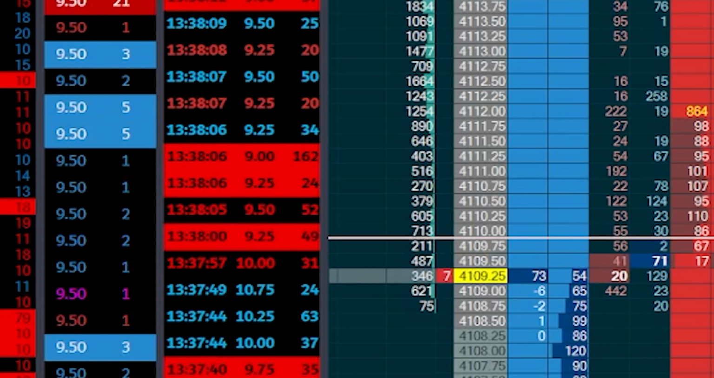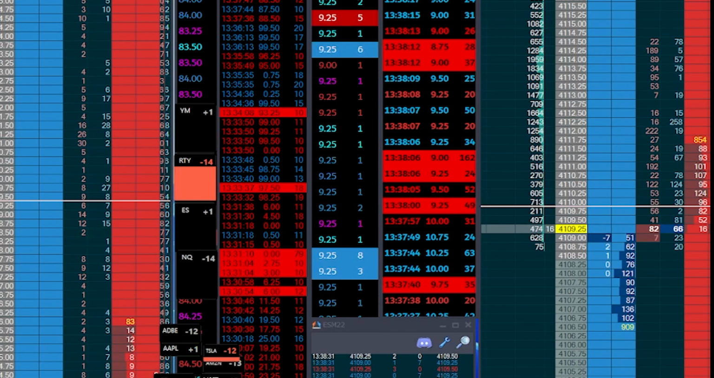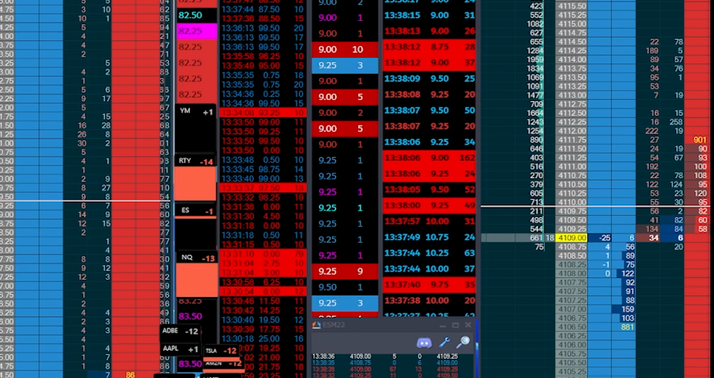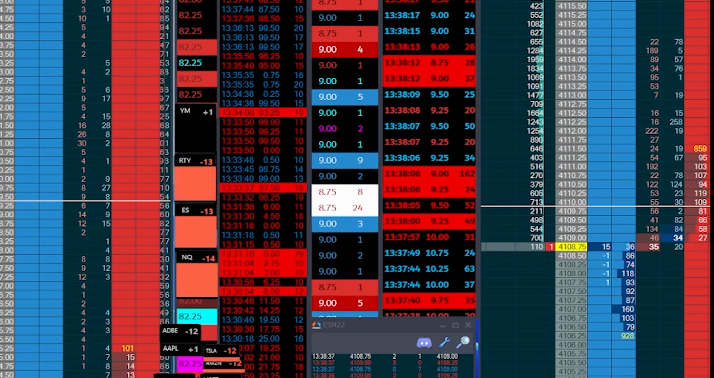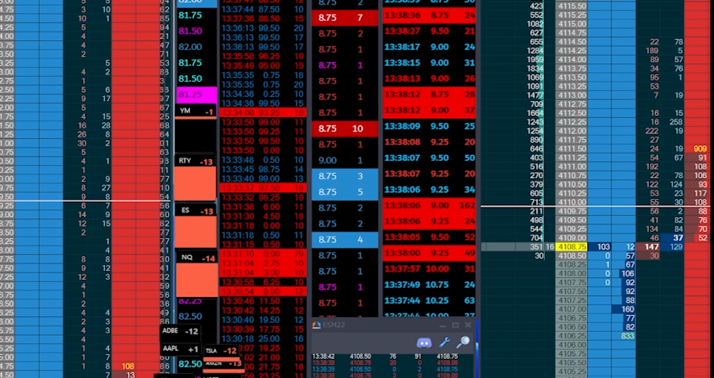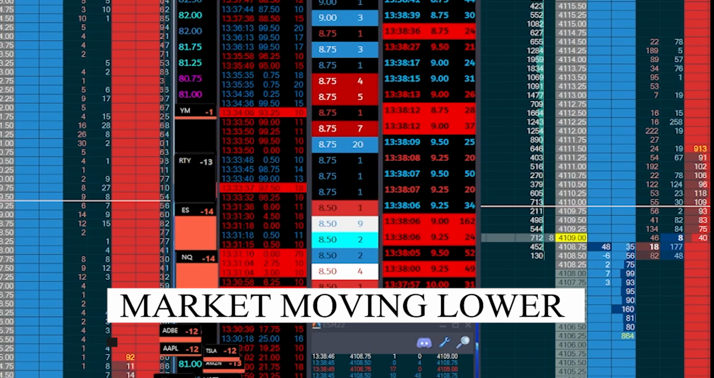So at some point on the ES DOM on the right side here, you're gonna see a big lot, a big order just appear. It's like 200 up, I believe, as both markets are moving lower. As soon as I saw that, I said to myself, forget it. This liquidity is just going to get consumed here.